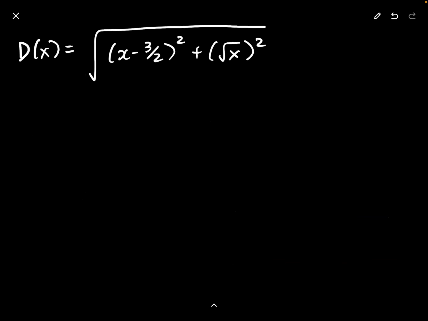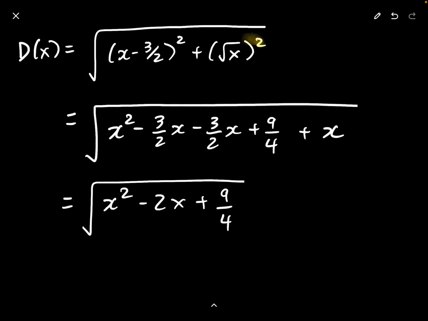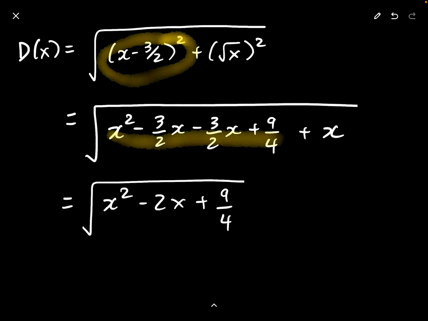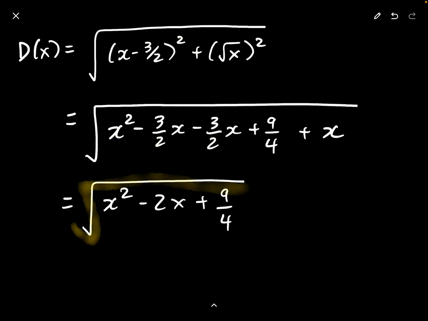So now we have d as a function of one variable. We plugged in y is equal to root x into the distance formula. So here the square root squared will cancel out and we just have x at the end. And if we square x minus 3 over 2, we can FOIL it out to get these four terms. So if we add up the like terms with x, under the square root, we have x squared minus 2x plus 9 over 4.